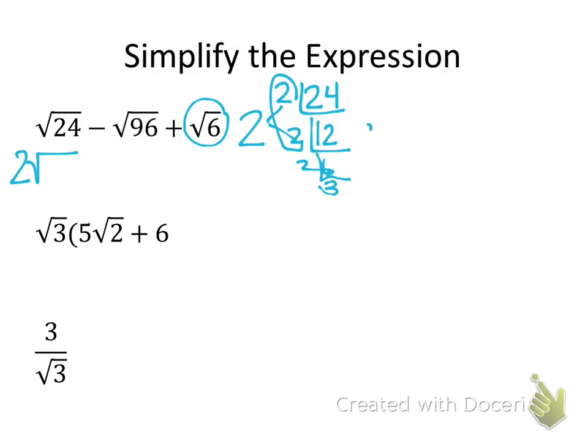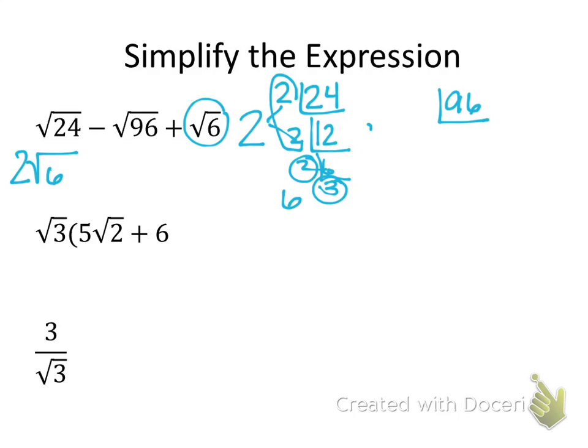Now, what am I left with? A 2 and a 3. Whenever you're left with more than one number, all you do is multiply them together and get 6, and that has to go back underneath the radical. Okay, now I need to simplify 96.